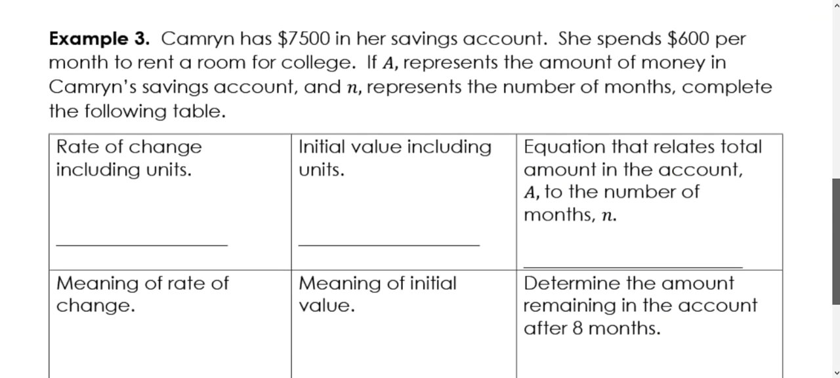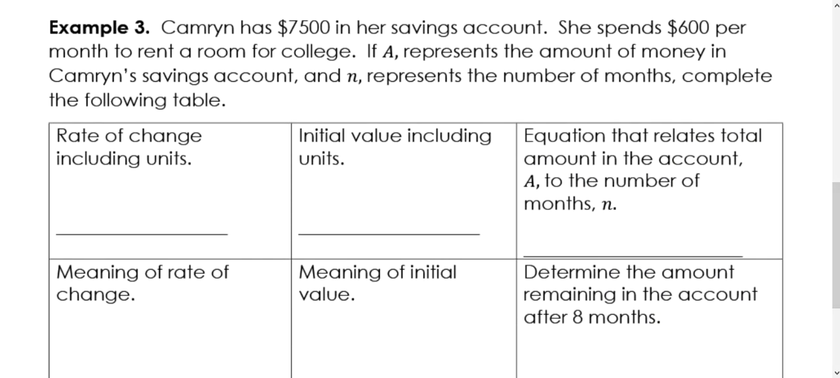All right, Cameron has $7,500 in her savings account. She spends $600 per month to rent a room for college. If A represents the amount of money in Cameron's savings account and N represents the number of months, complete the following table. So sometimes it's easier to find how much she starts with. So my initial amount was $7,500 because that's what we start with. Okay. The second part here is she spends $600 per month.